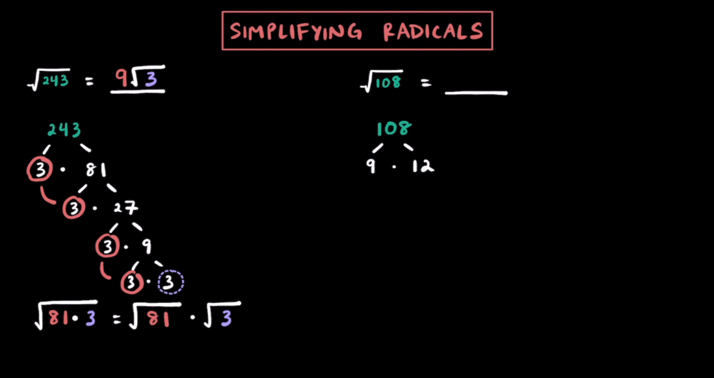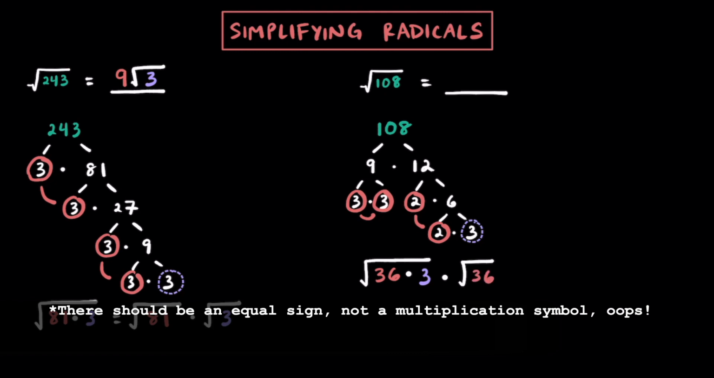408, we can break that down into 3 times 3 times 2 times 2 times 3, and the two 3's pair together to make 9, and the two 2's pair together to make 4, and 9 times 4 is 36, so we can write the square root of 36 times the square root of 3, and that simplifies down to 6 root 3.